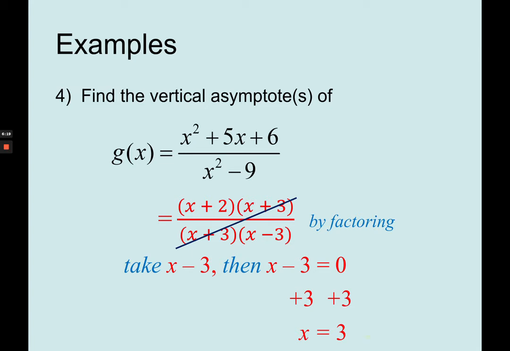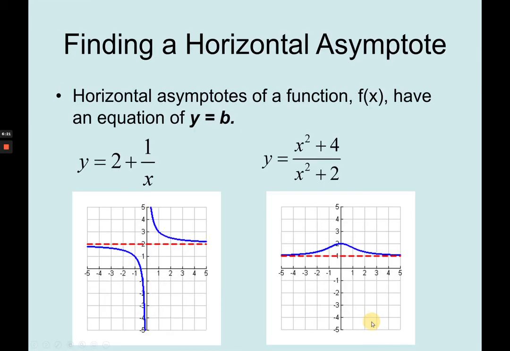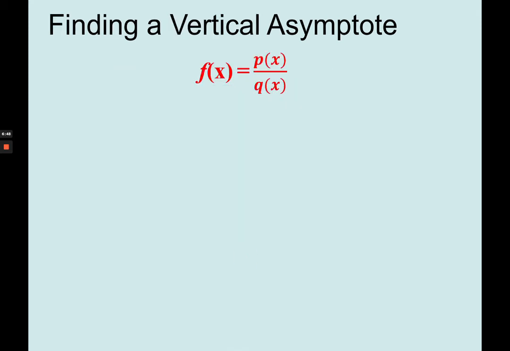Okay? Now, what about horizontal asymptote? A horizontal asymptote of a function has an equation y is equal to b. B represents the y-intercept. So a vertical asymptote for this case is on 2, the other one is on 1. Now, how do you solve for horizontal asymptote without the graph?